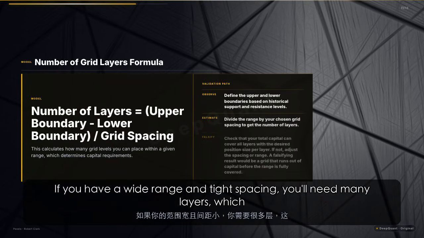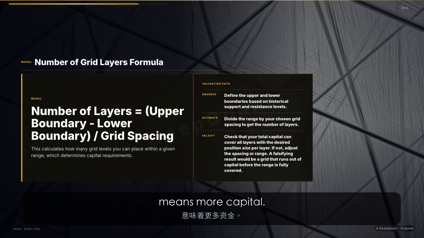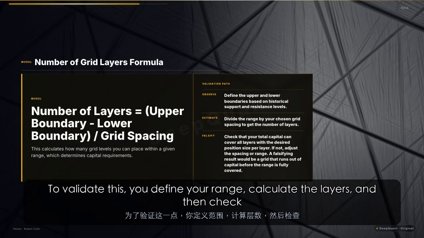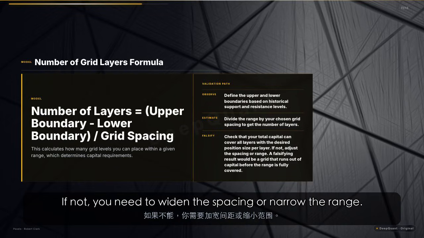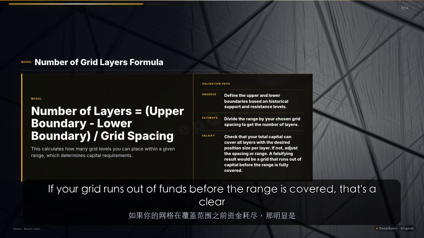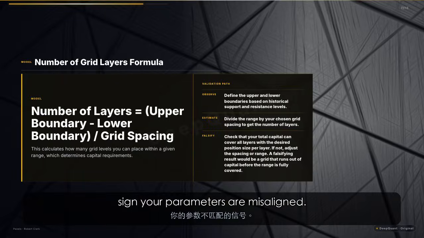If you have a wide range and tight spacing, you'll need many layers, which means more capital. To validate this, you define your range, calculate the layers, and then check if your account can support all of them. If not, you need to widen the spacing or narrow the range. If your grid runs out of funds before the range is covered, that's a clear sign your parameters are misaligned.